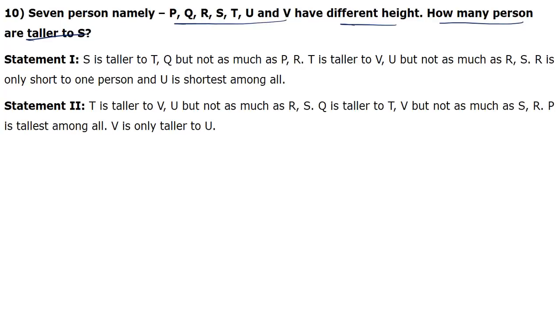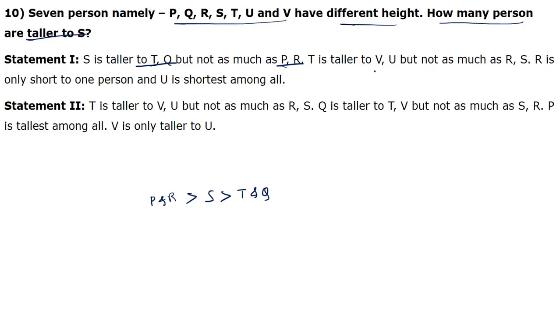Okay, we shall go by statement 1 first. So S is taller than T and Q. S would be taller than T and Q, but not as tall as P and R. So see here friends, S is taller than both T and Q, but S cannot be as tall as both P and R. So therefore P and R are taller than S.